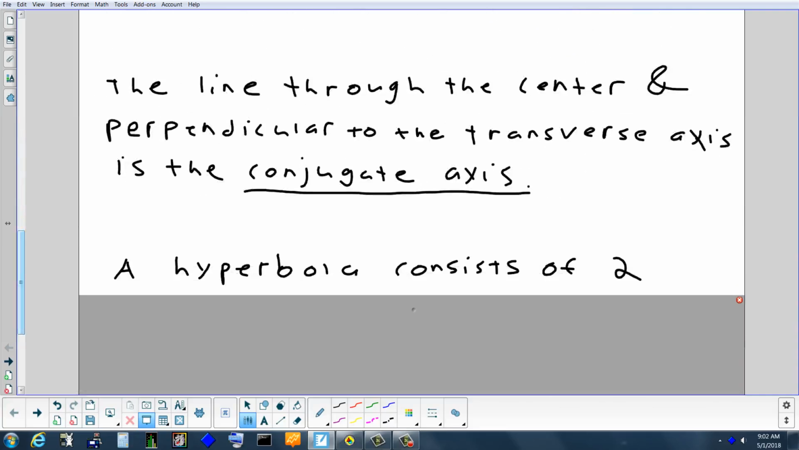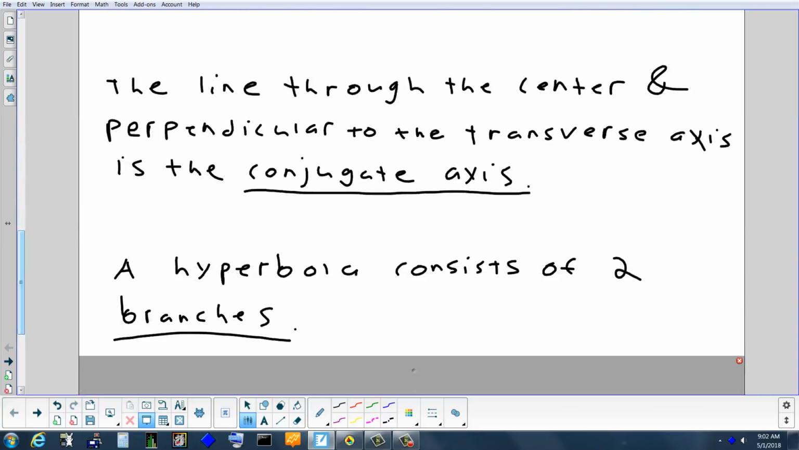Now those two parts, I keep calling them parts or pieces, they're actually called branches. So a hyperbola has two branches. The branches either open up and down or left and right, at least for the kind that we're going to study.